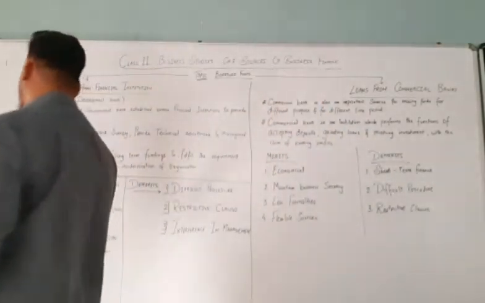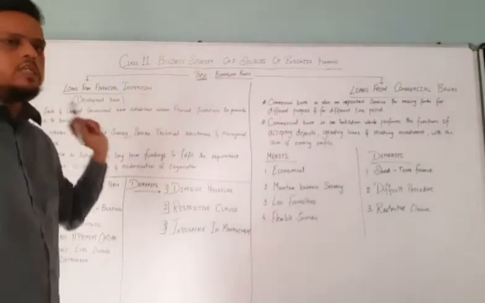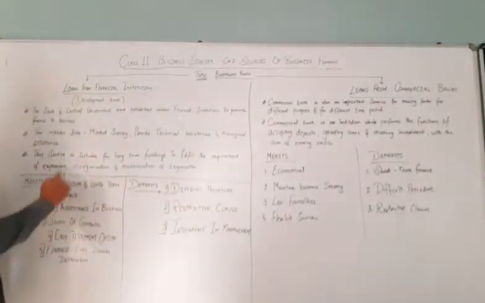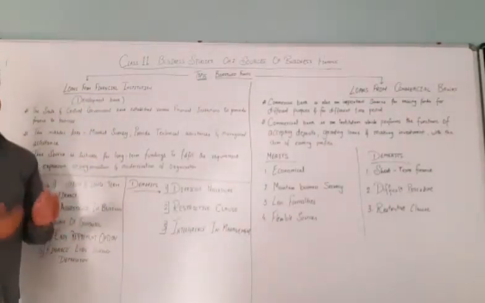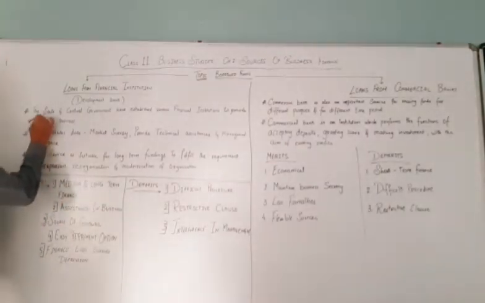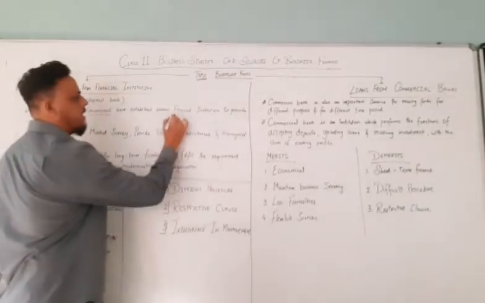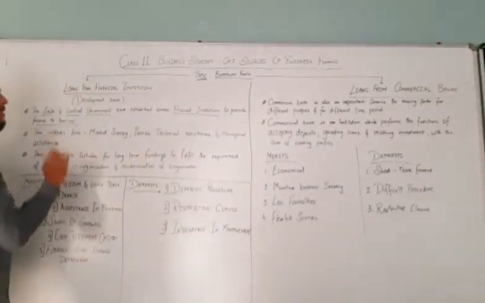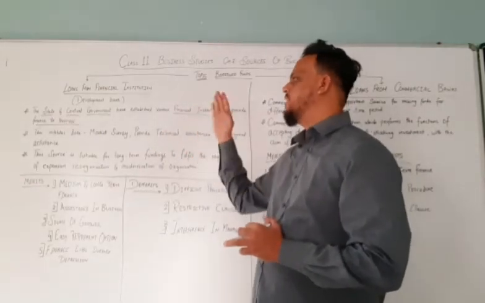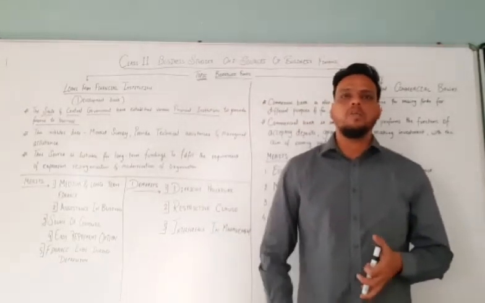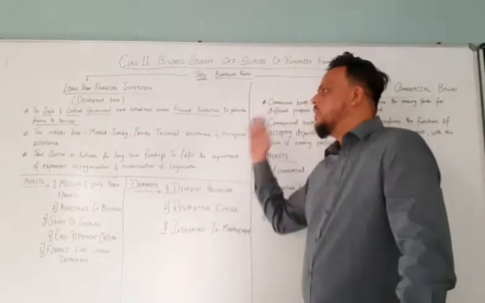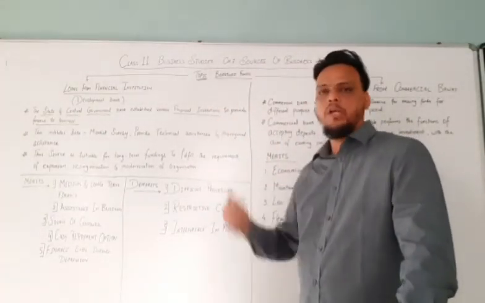Let's begin with the first type, known as loans from financial institutions. This financial institution is also known as a development bank. How has this institution been introduced? Here it has been mentioned that the state and central government have established various financial institutions to provide finance to business organizations. Many organizations benefit from these government-established institutes. Finance is given to business organizations for a longer period of time.